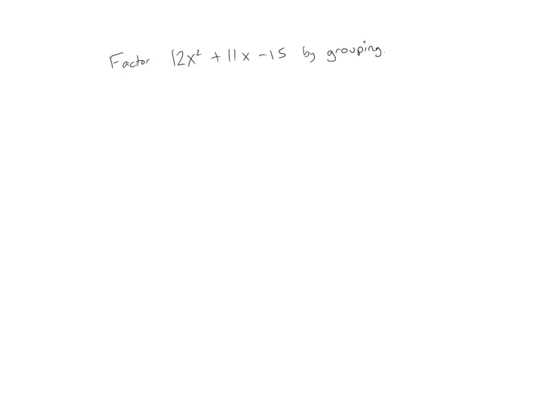I'm going to factor this by grouping. First step, multiply the x squared coefficient by the constant term. That would give you negative 180 in this case. So we want two numbers that multiply to give you negative 180 and add to give you 11. Now there are lots of numbers that multiply to give you negative 180, and we could be sitting here for quite a few minutes trying to figure out what those numbers are that add to 11.